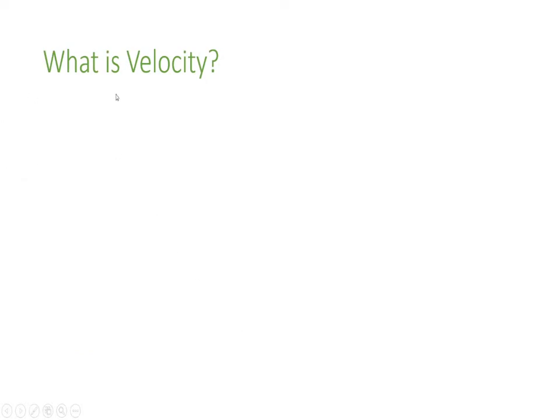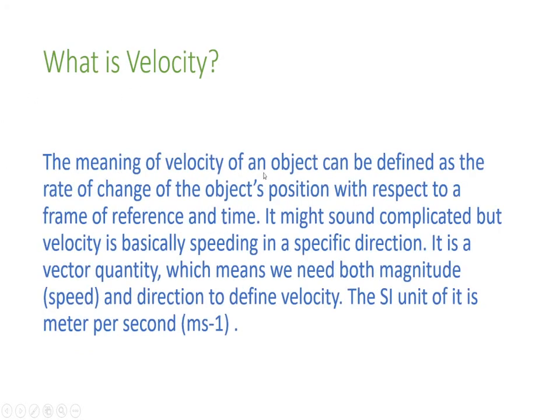What is velocity? The meaning of velocity of an object can be defined as the rate of change of the object's position with respect to frame of reference and time. It might sound complicated, but velocity is basically speed in a specific direction. It is a vector quantity, which means we need both magnitude and direction to define velocity. The SI unit of it is meter per second. Velocity is of two types: one is uniform velocity and another is non-uniform velocity.